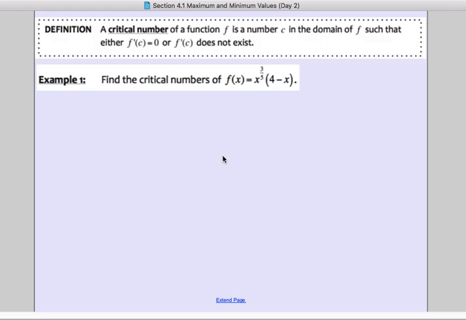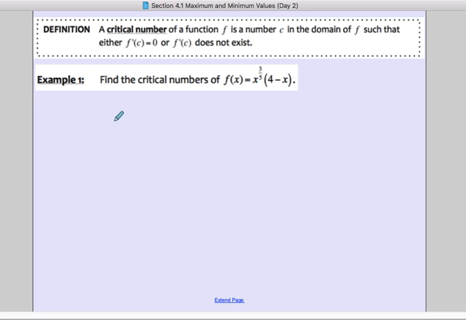So, the first thing we need is critical numbers. Critical numbers are where a max and min can occur. So what we need to do is find critical numbers. Critical numbers are where you take your first derivative and set it equal to 0, or where your derivative does not exist. Okay? The reason for this, let's just think about it. We did a little bit yesterday.